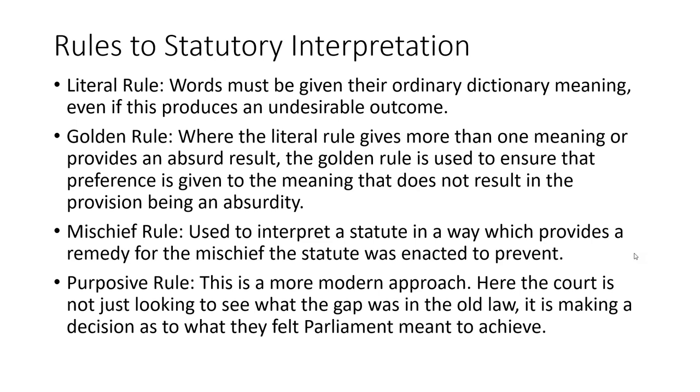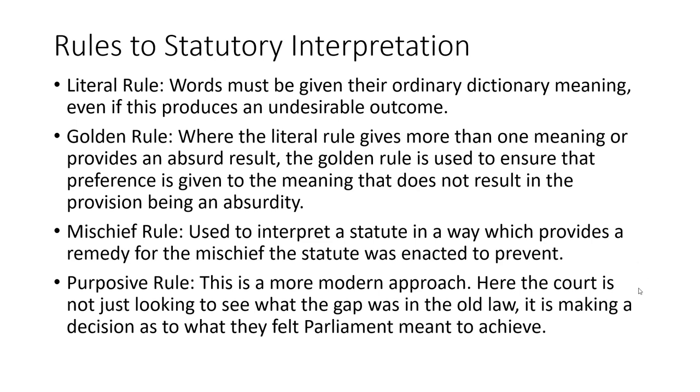Talking about the golden rule, where the literal rule gives more than one meaning or provides an absurd result, the judge will go to the golden rule. The golden rule is used to ensure that preference is given to the meaning that does not result in a provision being an absurdity. So according to the golden rule, if a word has different meanings, that meaning will be assigned that gives a meaningful context to the word and does not give any absurdity or undesirable outcome.